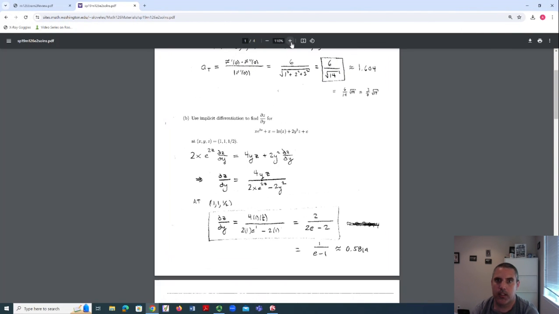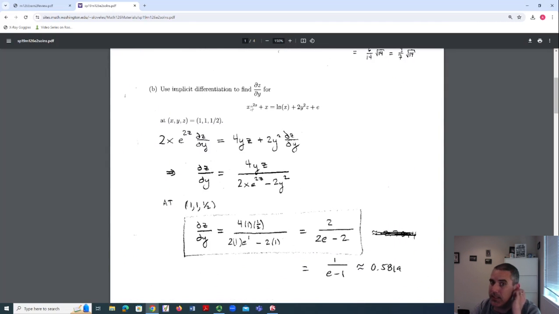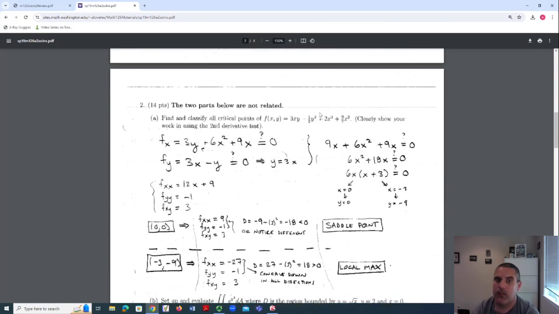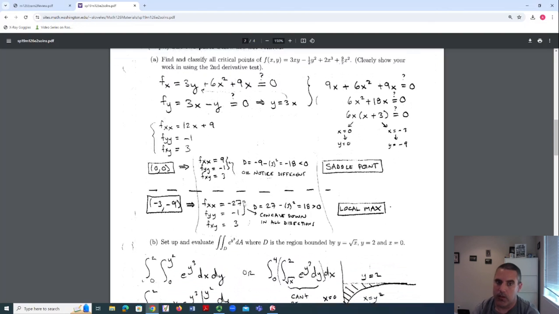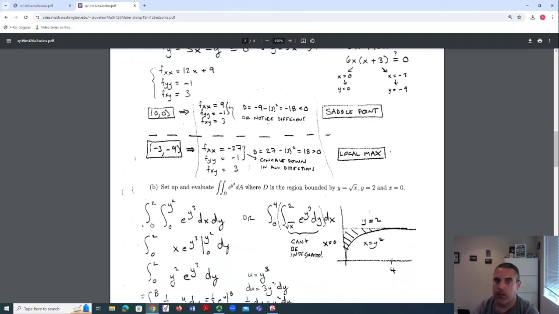So what does this look like? I needed to take the derivative of that. I needed to take the partial derivatives. In this case, I decided to solve the second one. Substitute it in, solve, find the second derivatives, classify.